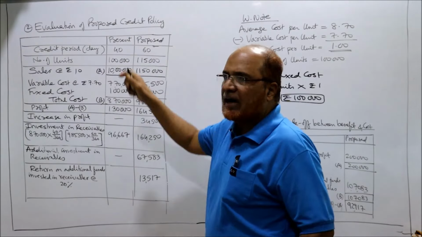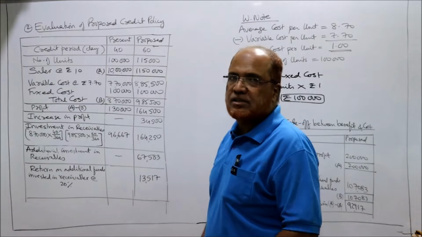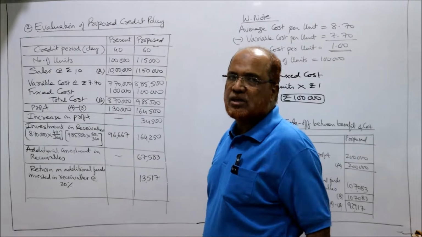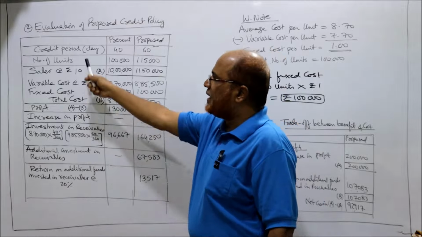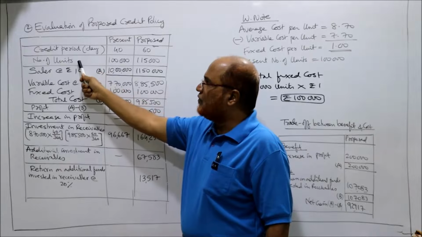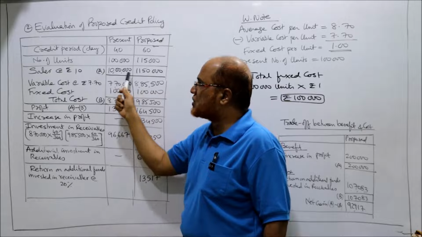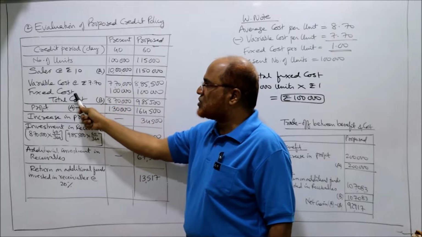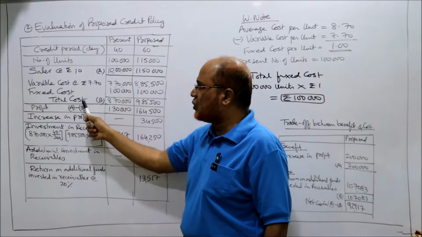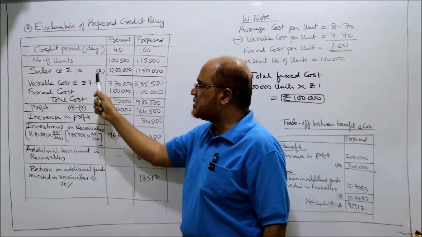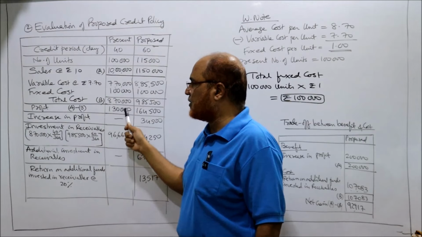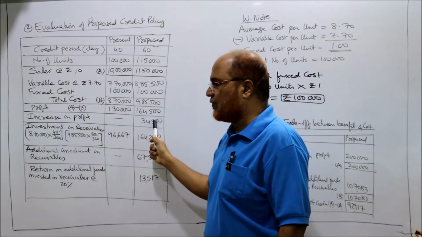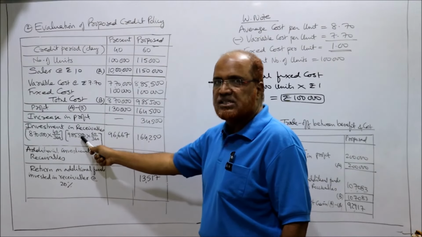This table is called evaluation of proposed credit policy. We are evaluating the proposed credit policy to see whether it is beneficial or not. For this, first the credit period, number of units, then sales, A. Then variable cost and fixed cost, add both and we get total cost. A is the sales, B is the total cost. A minus B, sales minus total cost, gives the profit. Increase in profit. Then investment in receivables.